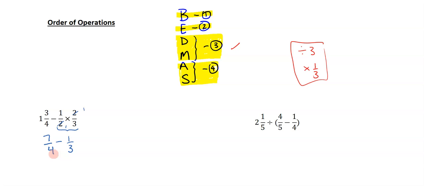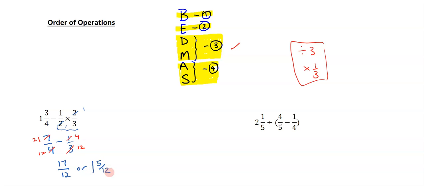Now I can get my common denominators and I can add. So I know that I'm going to multiply by 4. I'm going to multiply by 3. And I now have my common denominator. When you're adding and subtracting fractions, you have to have a common denominator. 21 minus 4 is 17, all over 12. Or if we change that to a mixed, 12 goes in once with 5 left over.